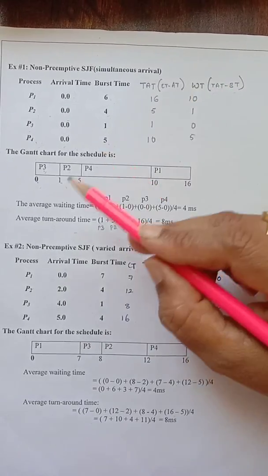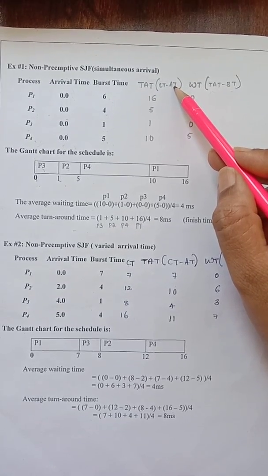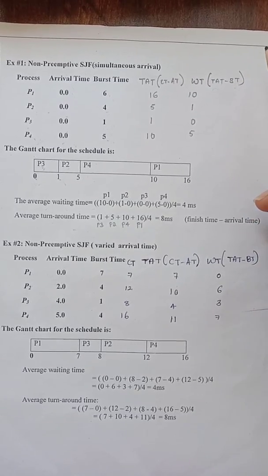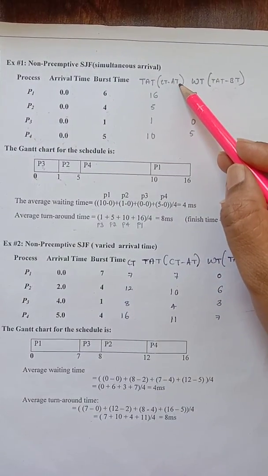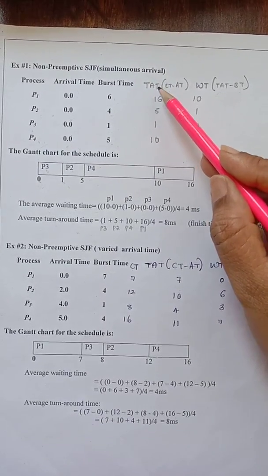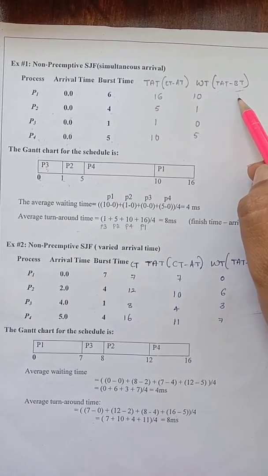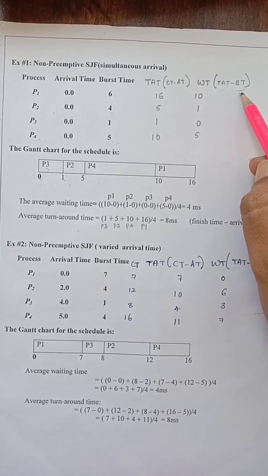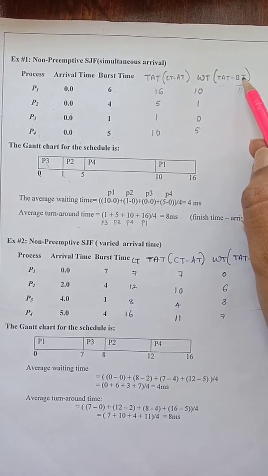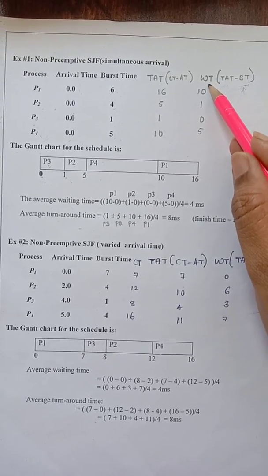What is this TAT? This is the turnaround time. What is turnaround time? After he arrived, how long he took to complete its job. So the overall completion time minus the arrival time will give you the TAT. From this overall time, if you subtract the actual burst time, the time spent using the CPU, that gives the total amount of time he waited for the CPU. That's the meaning of waiting time.